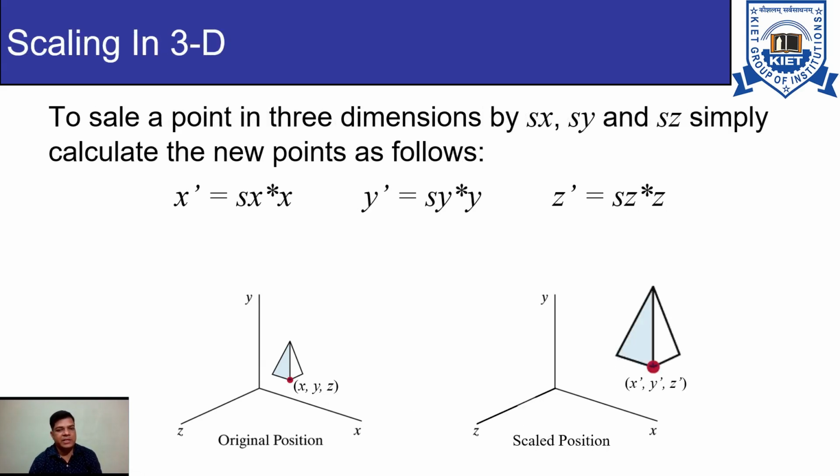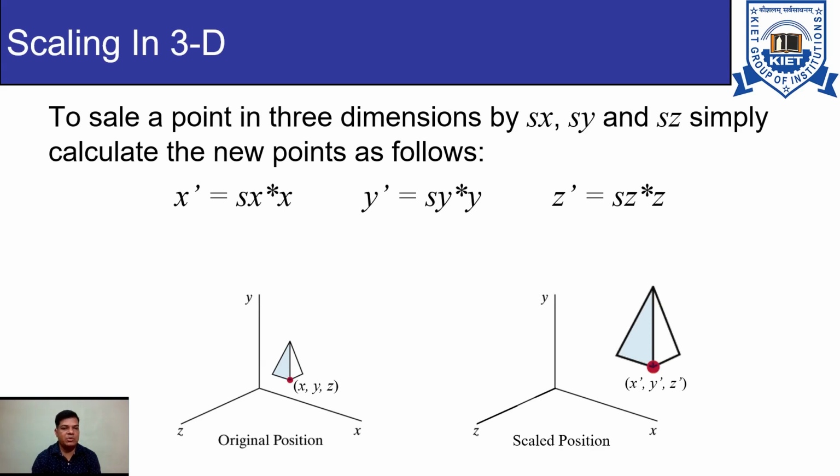Now second is scaling. Scaling is defined as changing the size of an object. Either we can increase the size of an object or we can reduce it. For scaling we have the scaling factors. To scale a point in three dimensions by sx, sy, and sz, we can simply calculate through the equations x dash equals sx into x, y dash equals sy into y, and z dash equals sz into z. So these are the scaling factors. In translation we are doing addition, while in scaling we are doing multiplication.